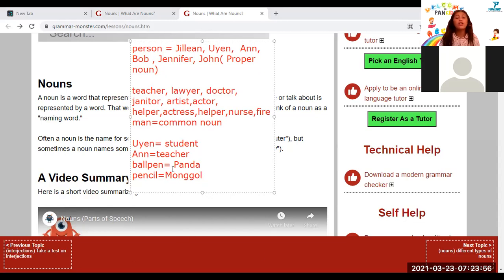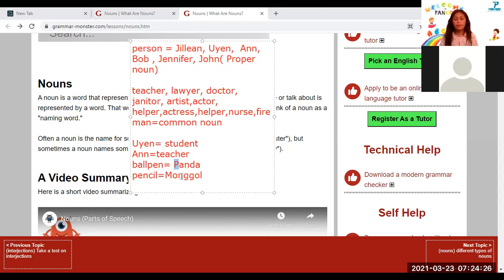Look at this one. So therefore, your name or the name is a big letter. It's a big letter because they are proper nouns. Oyen, Anne, Panda. You understand? Oyen, you understand about this?